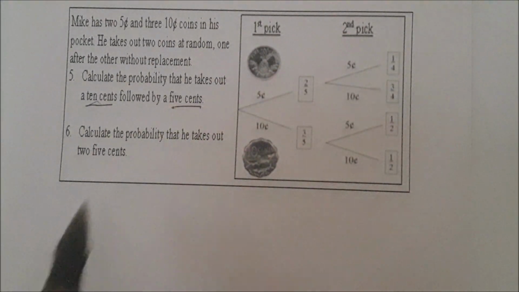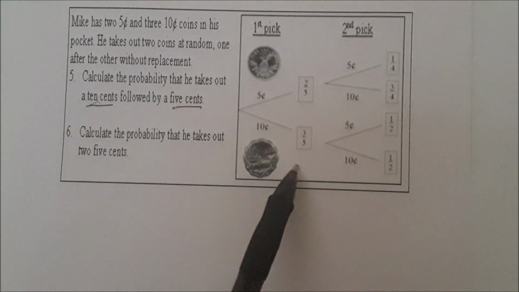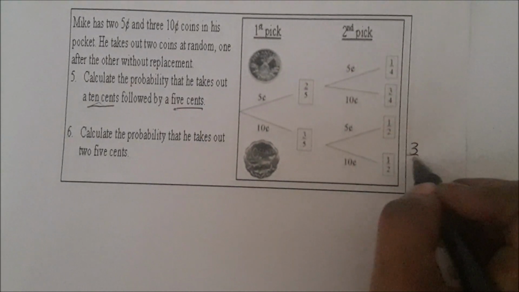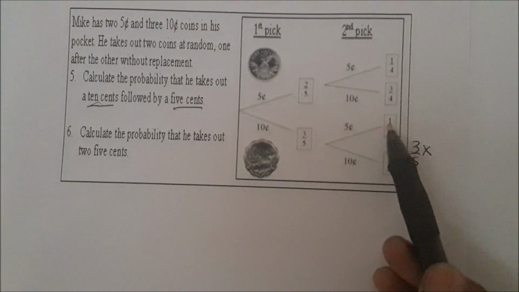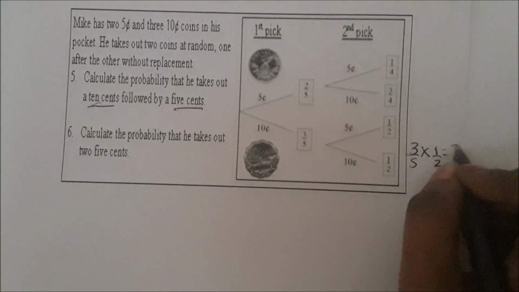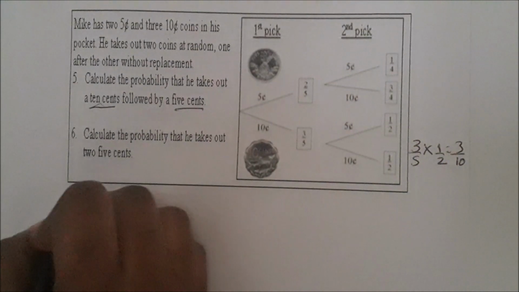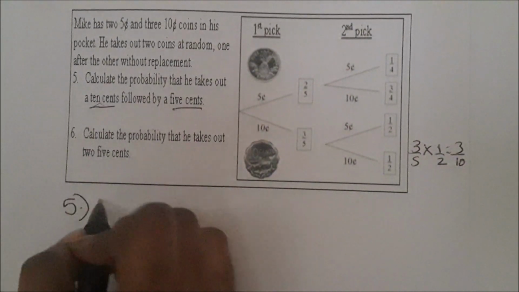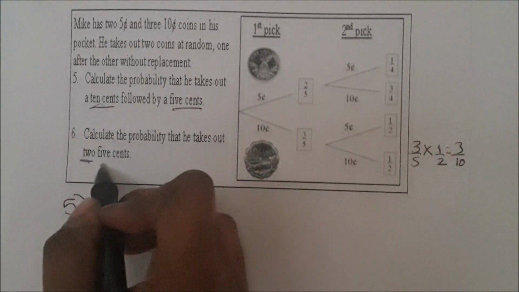Go ahead. We're going to look for the 10 cents branch, which is right here, 3/5. We're going to take 3/5 and multiply that by the 5 cents branch, 1/2 or half. Multiply across. 3 times 1 is 3. 5 times 2 is 10, giving us 3/10. So number 5 would be 3/10. Very good. Now do number 6. Number 6 says, calculate the probability that he takes out 2 5 cents.